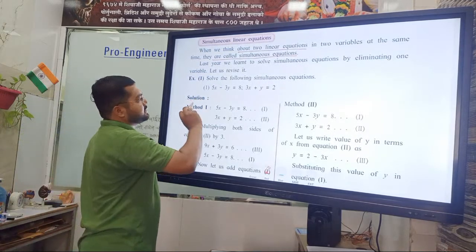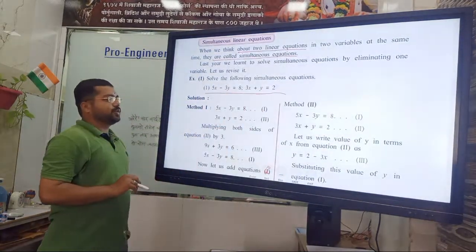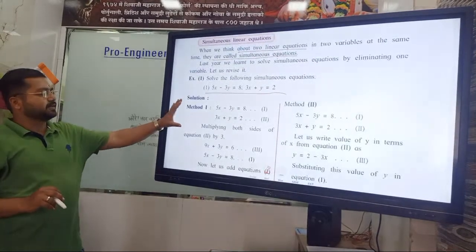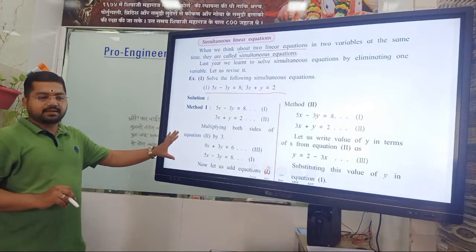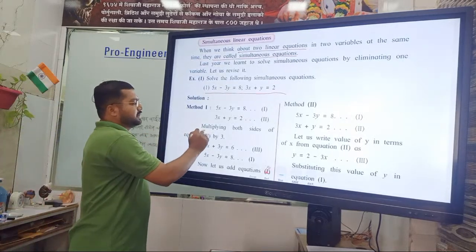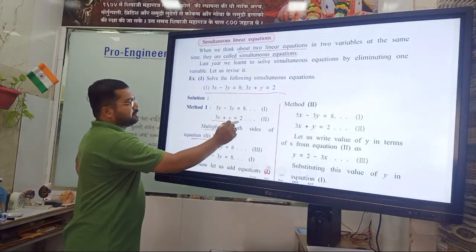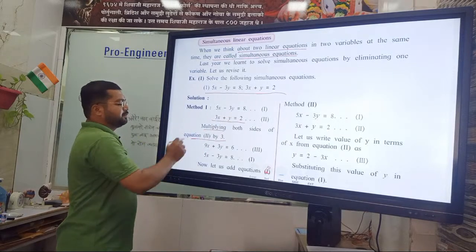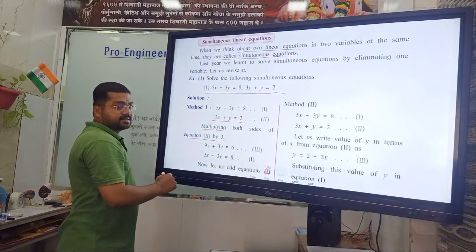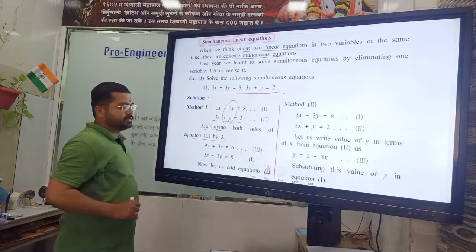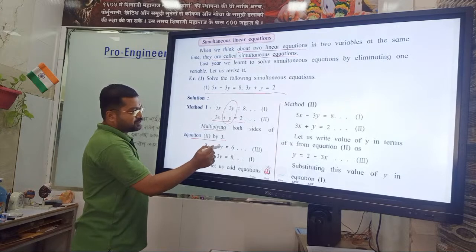Solve the following simultaneous equations: 5x plus 3y equals 8 and 3x plus y is equal to 2. So what is the first method? We will write the equations and we will try to match one of its coefficients, right? So here multiply both sides of equation 2 by 3. If we multiply this by 3, then 3 threes are 9, 3y and 6. So these two will get matched. Right? Yes. So what we'll do? We will add the equations over here.